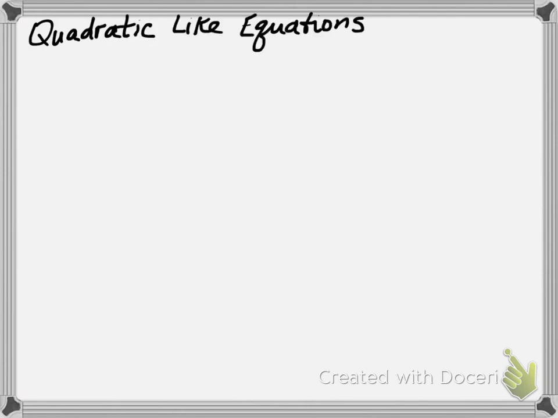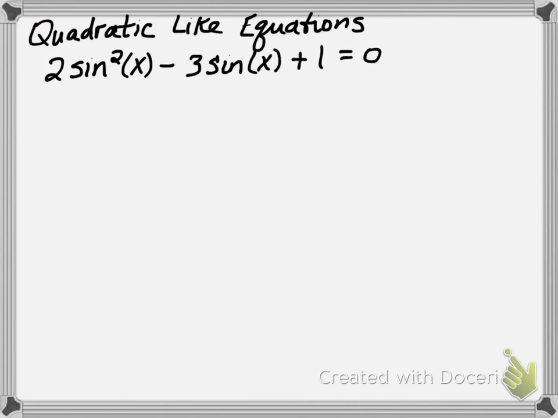Now, another type of equation that we'll see are quadratic-like. And here is an example. 2 sine squared of x minus 3 sine of x plus 1 equals 0. This is called quadratic-like because it looks like 2 times something squared minus 3 times the same something plus 1 equals 0. And we can solve these quadratic-like equations using the quadratic equation.